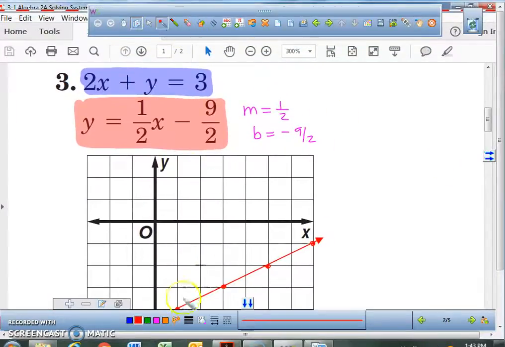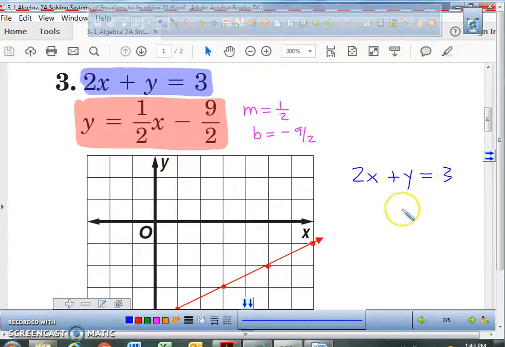The last thing I'm going to do is look at this 2x plus y equals 3. And I want to graph that. Would you guys agree? Anytime you see y by itself, that's good. That's really close to what? It's really close to y equals mx plus b. There's only one thing I got to do. I got to take this guy and say, go across.